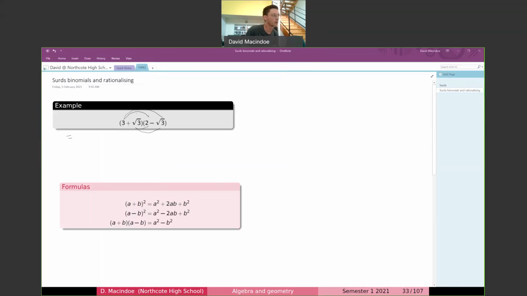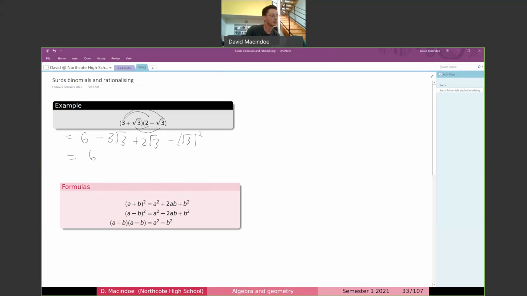So first we'll do the 3. 3 times 2 is 6. Then 3 times negative root 3. We've got to be careful that there's a negative there, so 3 times negative root 3 would be negative 3 root 3. Then we do the root 3. Root 3 times 2 is plus 2 root 3. And then positive root 3 times negative root 3 would be minus root 3 all squared. You might remember, if you have a square root sign and then it's all squared, you just get the number itself. So we get minus 3.